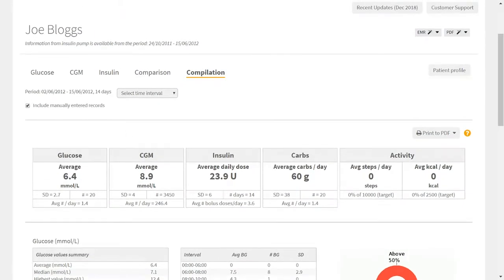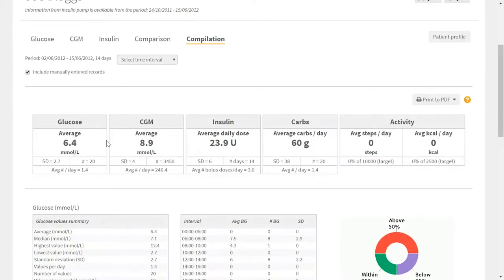So, on diasend, you're able to set the time period that you wish to look at, so in this case, 14 days. In the boxes below, we have the summaries. So for each of the criteria here, we have the average, the standard deviation, and the number of results that have gone to generate these statistical figures.